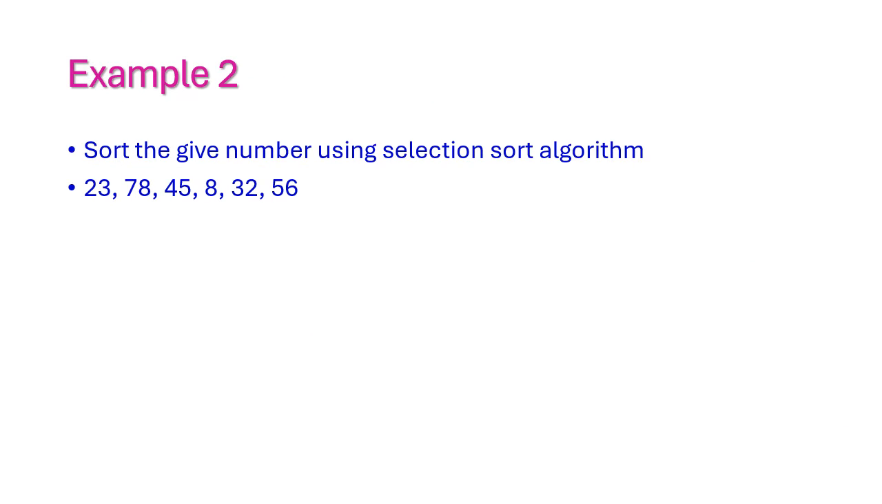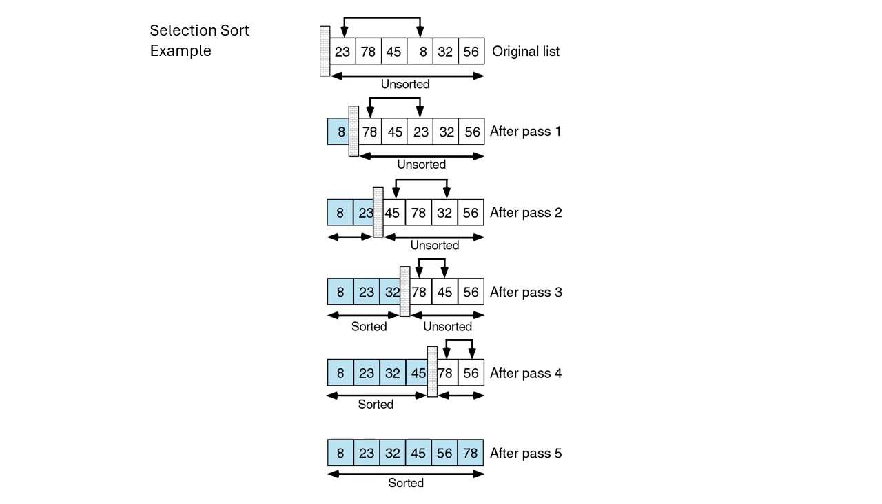Now let us see another example: sort the given numbers by using selection sort. Which are the numbers? 23, 78, 45, 8, 32 and 56. Now let us see how to sort these items. Initially we have the data items. The indexes are 0, 1, 2, 3, 4, 5. Totally 6 numbers are there, 6 data items, N equal to 6. Initially, minimum index is equal to 0. So this is the original list.